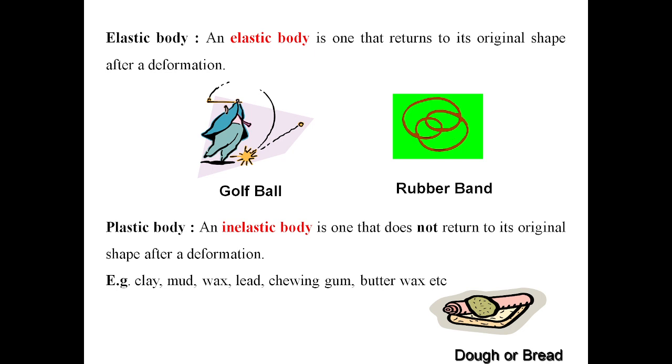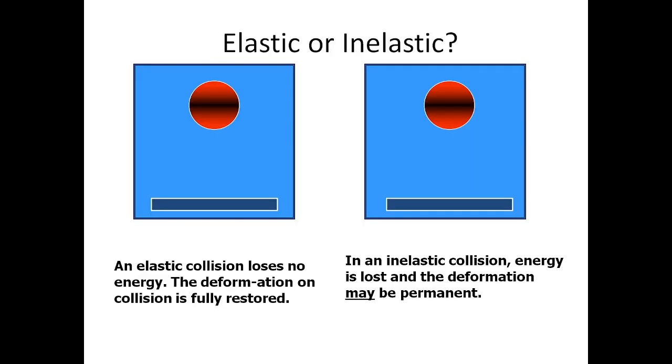Next, you see about the plastic body. An inelastic body is one that does not return to its original shape after a deformation. That is said to be a plastic body. Examples: clay, mud, wax, lead, chewing gum, butter are said to be plastic bodies.